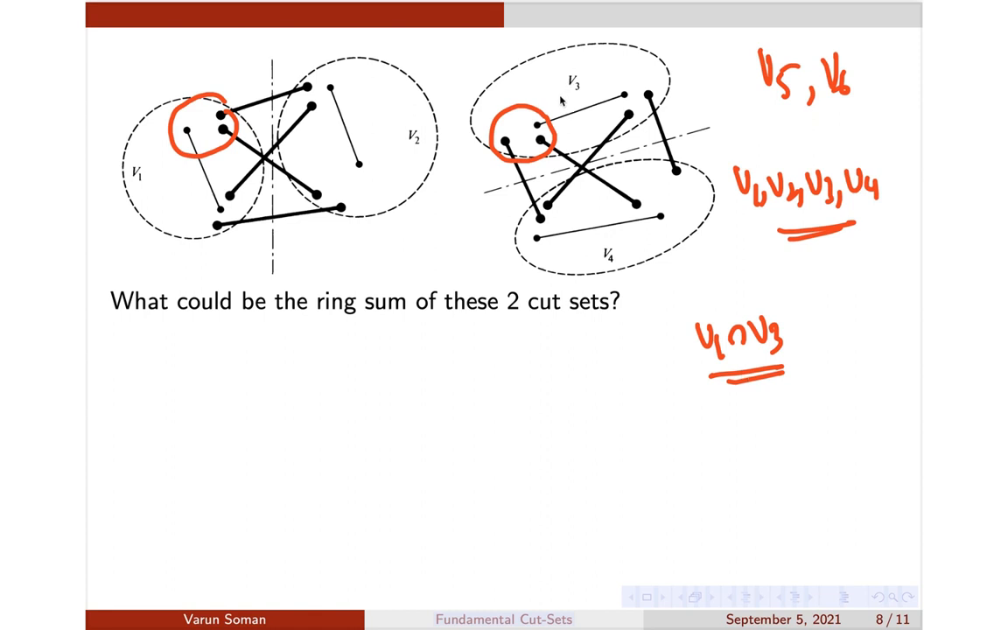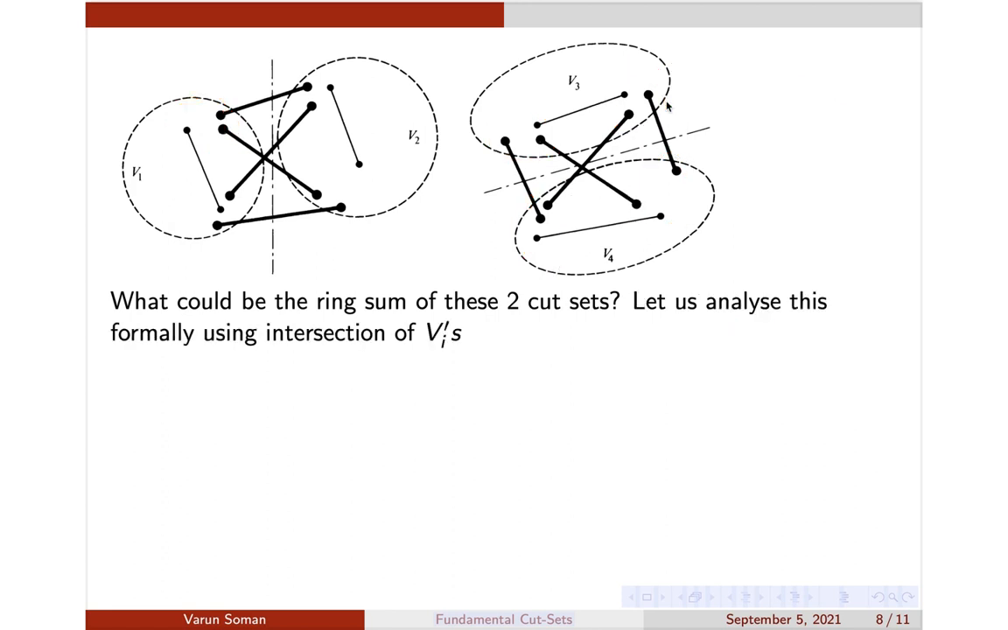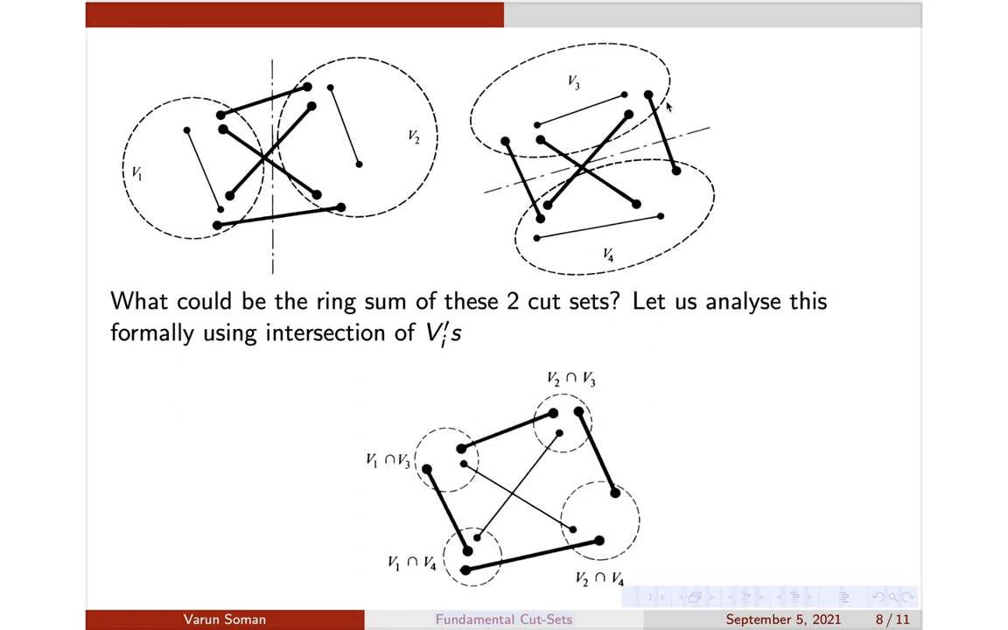Okay, so if you have understood that, what can you say about this portion of the graph? You can see that it's common to both V3 and V2, so it's simply your V2 intersection V3. So similarly, you can label other edges also. You can say this is actually your V1 intersection V4 and this is actually your V2 intersection V4. So this is the idea here.